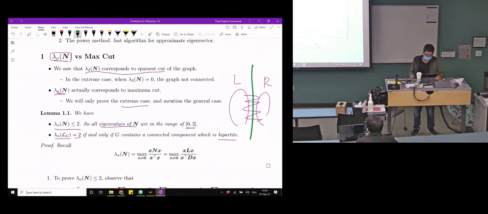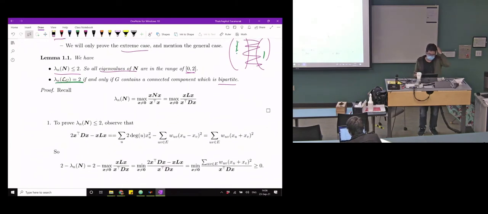It will be the case actually that if lambda n is close to 2, then the graph is close to being bipartite. So there might be a few edges here, but you can still cut almost all edges. But we will just prove the extreme case here. Okay.